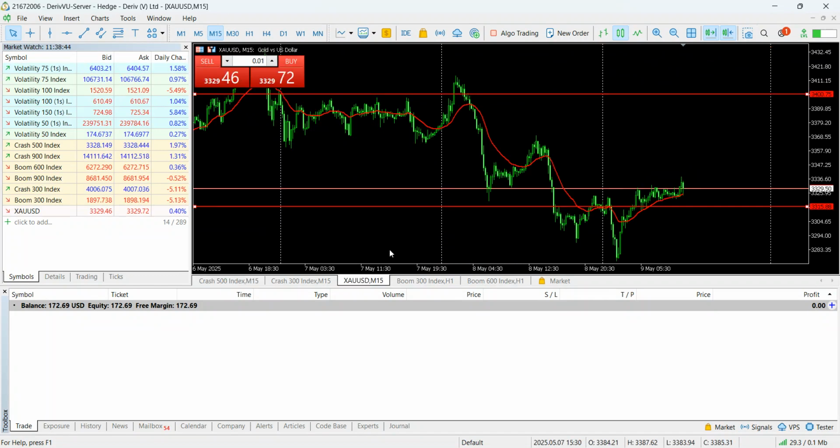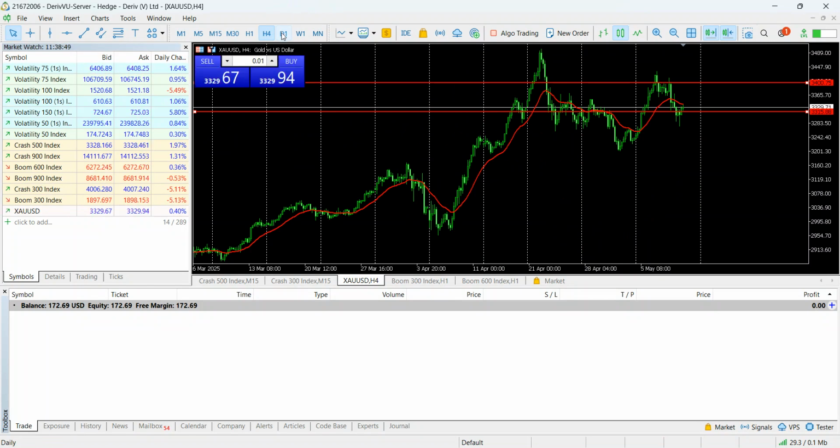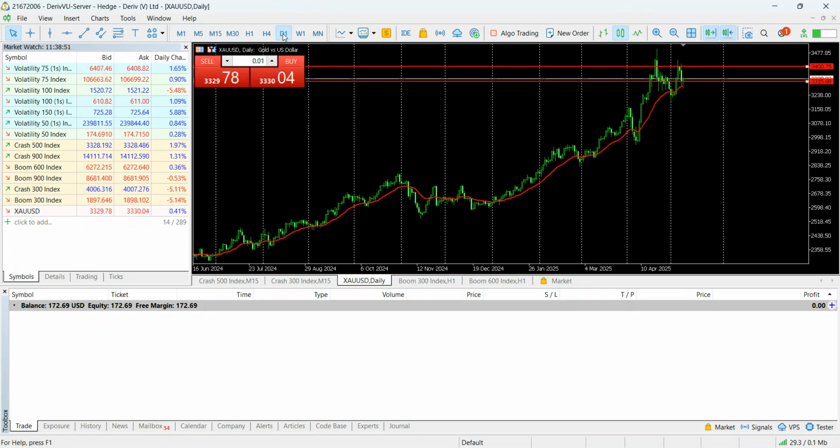And the other signal we gave was for gold. We gave the signal for gold, and a lot of people have made money in gold. Gold has always been in an uptrend, and we keep on buying.